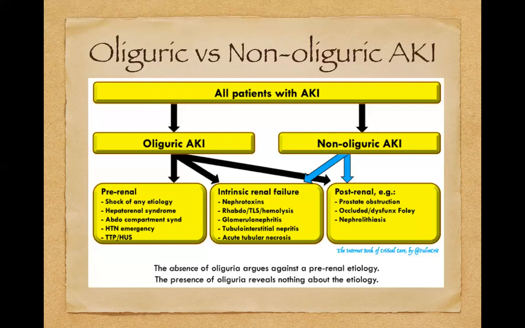So when it comes to AKI, you can actually define it as oliguric or non-oliguric. This is a nice little diagram, which is from the Internet Book of Critical Care. The nice thing about this is it gives you an idea of where the cause is of your oliguric and your non-oliguric AKI. If it's non-oliguric, then it basically rules out a pre-renal cause. But if it's oliguric, it can be any of the three that can cause an AKI.